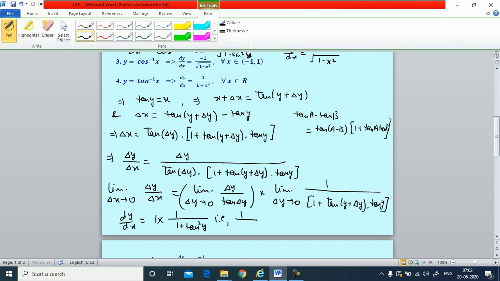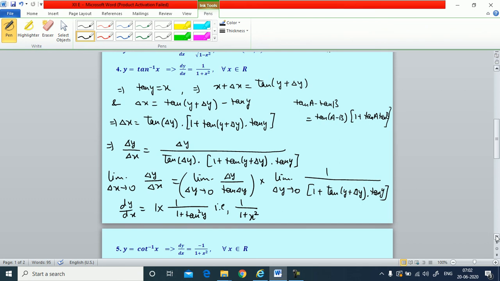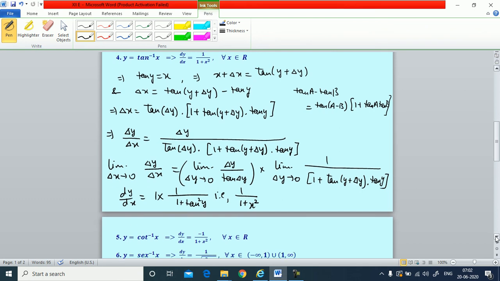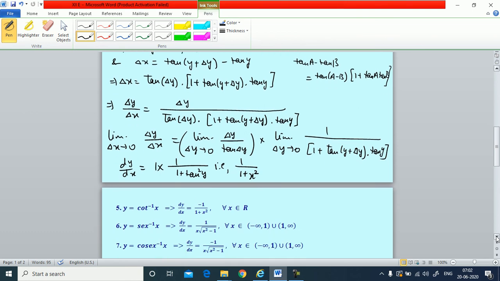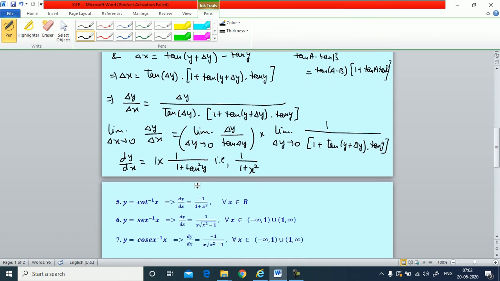You can see this equation, tan y is equal to x. So replacing tan y by x, we get dy over dx is equal to 1 over 1 plus x square. Got it, children? Then in the same way, we can derive the derivative of cot inverse x. You will find the derivative is the same as tan inverse x. It only differs by a negative sign. So if y is cot inverse x, dy over dx will be minus 1 over 1 plus x square.